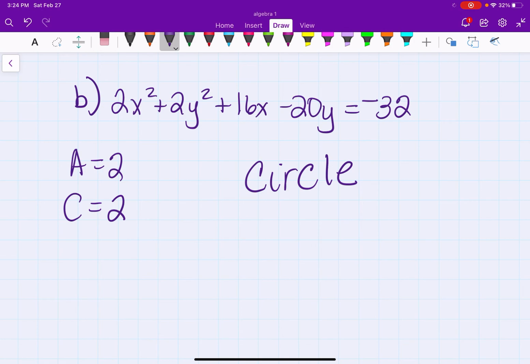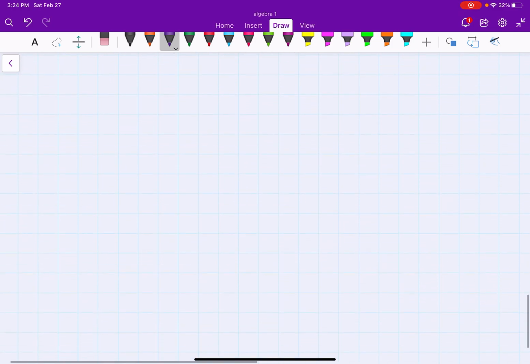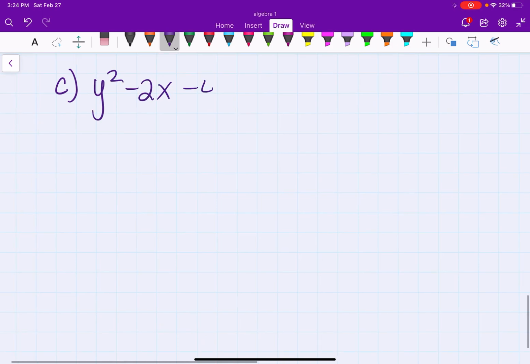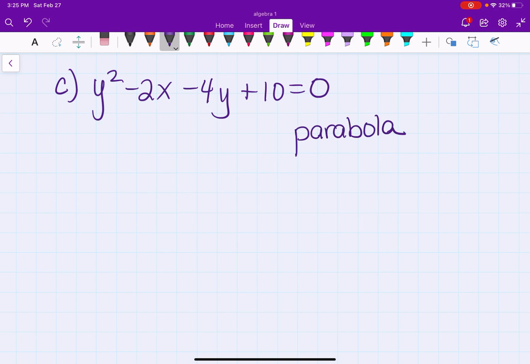I can do it a little bit faster because I've done this a lot. Go back and look up there. Are they both the same in front of x squared and y squared? Then we have a circle. Okay. Parabola, like I said, is pretty easy. So watch this one. Y squared minus 2x minus 4y plus 10 equals 0. Do you see an x squared anywhere? If you only see one squared term, you immediately know we have a parabola. Okay? I mean, I could go back and say A is 0 because it's not there and C is 1, but I don't need to because I see I'm missing an x squared, therefore it's a parabola.